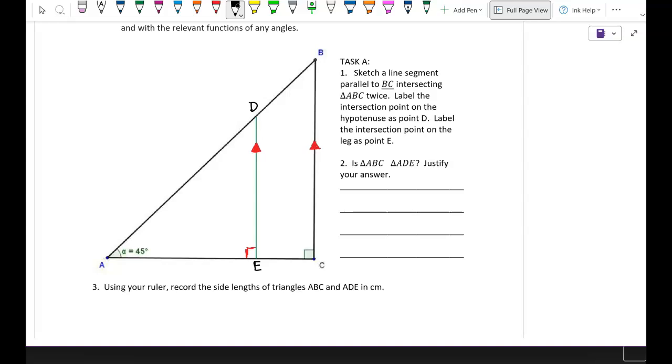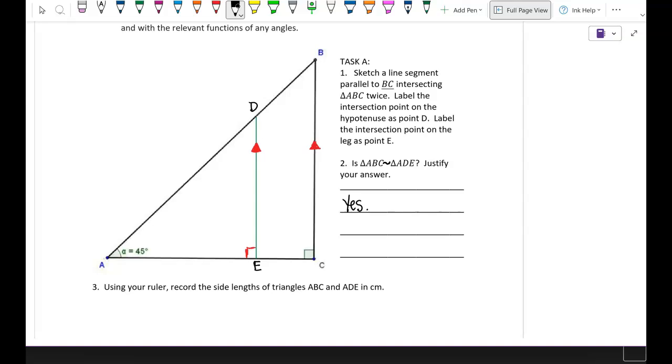Now, question 2 says, is triangle ABC, and there should be a similar tilde in there between the two triangles, similar to triangle ADE? And the answer is going to be yes. I'm not going to get into a long explanation of why, because we did not do the proving part of similar triangles. We just talked about what are similar triangles.